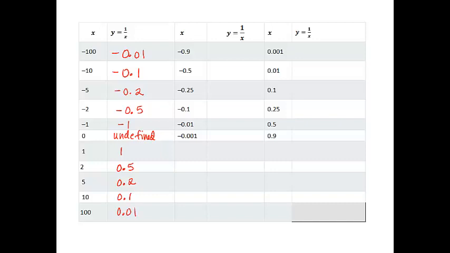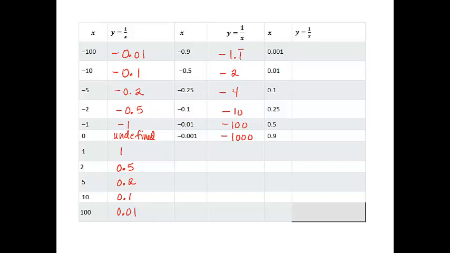Then 1 divided by negative 0.9 is negative 1.1, repeating. 1 divided by negative 0.5 is negative 2. 1 divided by negative 0.25 is negative 4. 1 divided by negative 0.1 is negative 10. 1 divided by negative 0.01 is negative 100. And 1 divided by negative 0.001 is negative 1000.